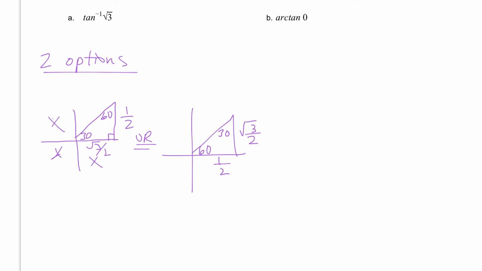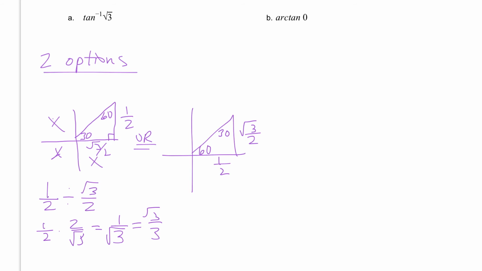Now remember, our tangent is our sine divided by our cosine. So in the first triangle, we would take 1/2, which is our sine function, and divide that by our cosine function, which is square root of 3 over 2. Or you can think of it as y divided by x. And that means we get 1/2 times the reciprocal, which is 2 over the square root of 3, giving us 1 over the square root of 3, and that rationalized would be the square root of 3 over 3.